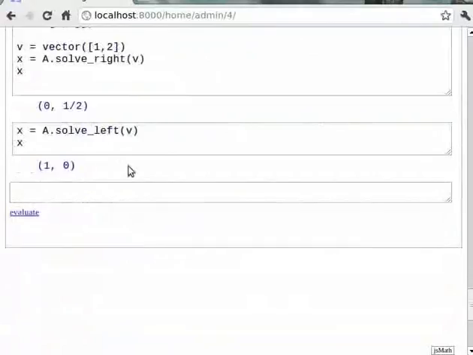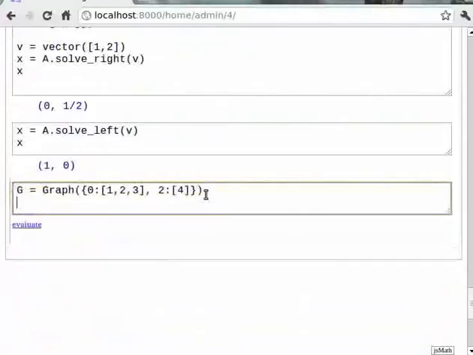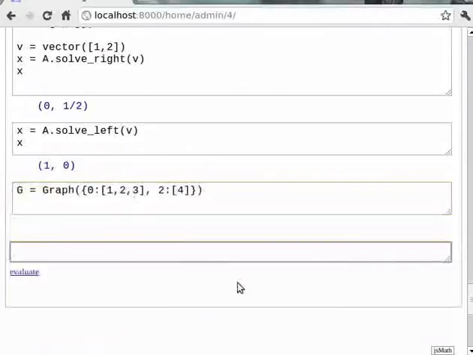Now let us look at graph theory in Sage. We shall look at some ways to create graphs and some of the graph families available in Sage. The simplest way to define an arbitrary graph is to use a dictionary of lists. We create a simple graph by using the graph function. You can type G = graph, within brackets and in curly braces 0: [1, 2, 3], 2: [4], and hit shift enter. To view the visualization of the graph, we say G.show().